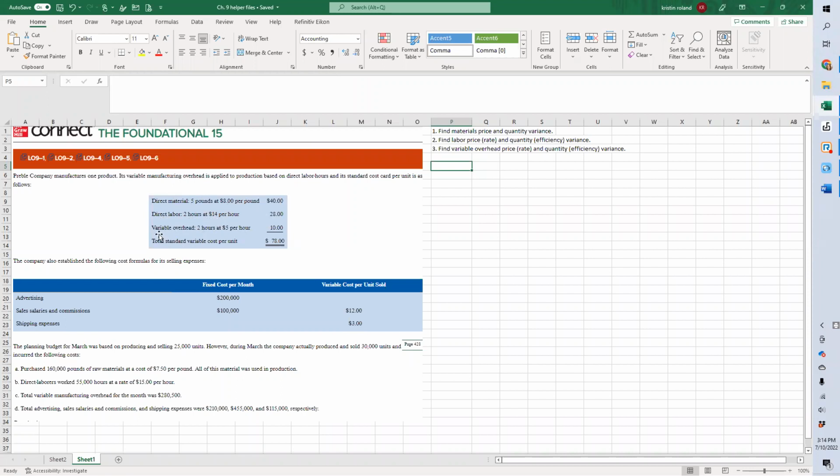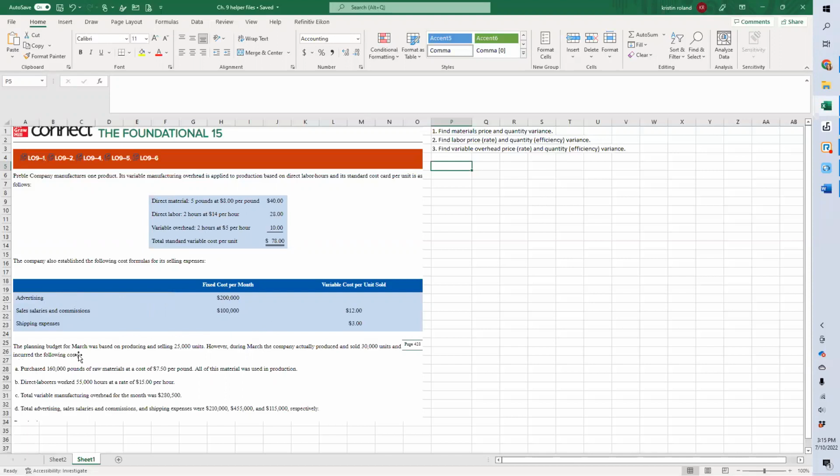Variable overhead, because it's applied based on direct labor hours, these are going to match. We're going to apply overhead 2 hours per unit at a rate of $5 per hour. So we expect our cost to be $78 per unit produced, okay? And then we have other costs down here: advertising, sales salaries, commissions, shipping expenses, which actually we're not going to deal with in this problem.